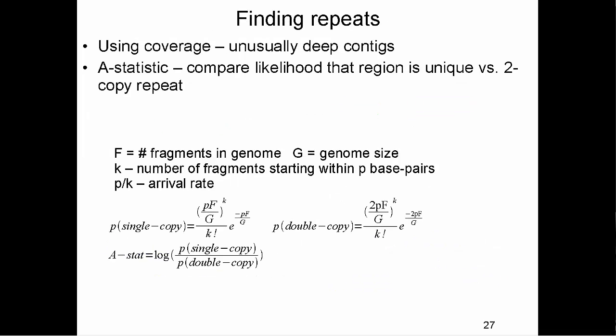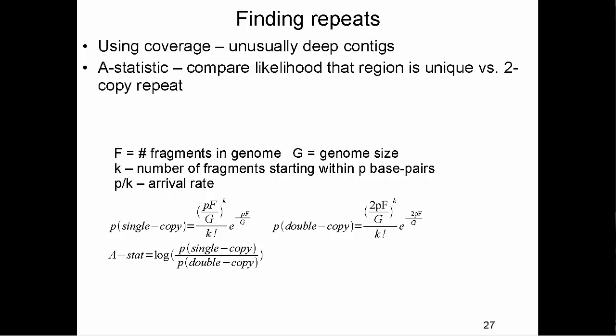In addition to methods aimed at resolving repeats, genome assemblers rely on approaches to identify and remove repeats in order to simplify the assembly problem. One of the commonly used approaches involves looking for regions in the assembly that are too deeply covered. One can phrase these questions as a statistical test, and a number of such tests have been developed in the community. A popular one, exemplified on this slide, is the A statistic from Celera Assembler.